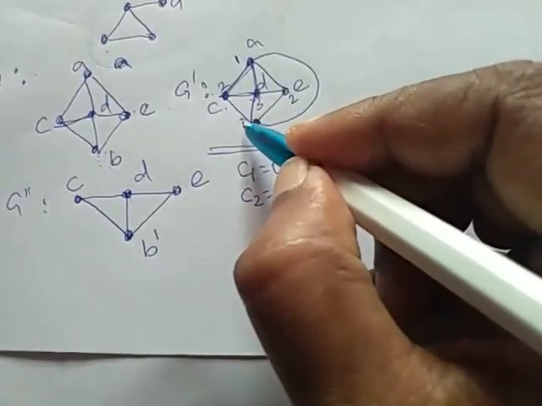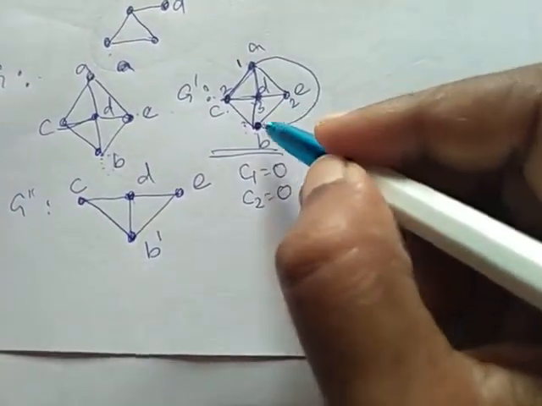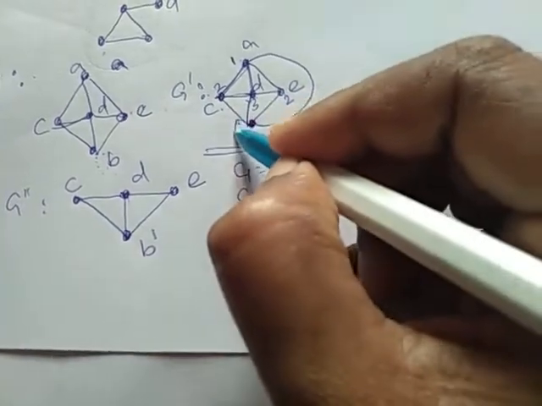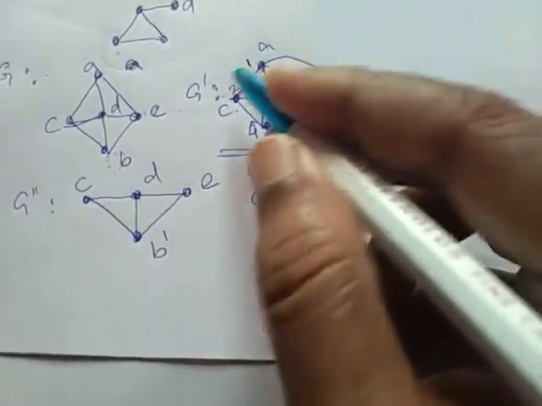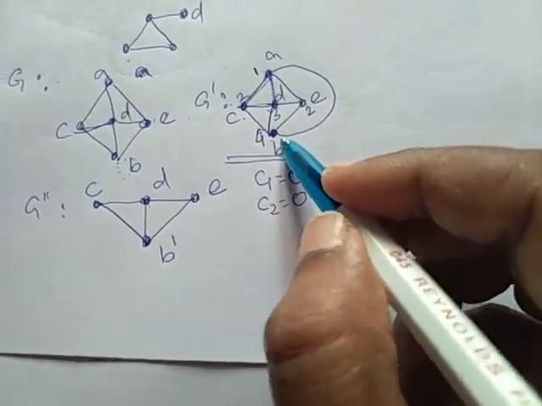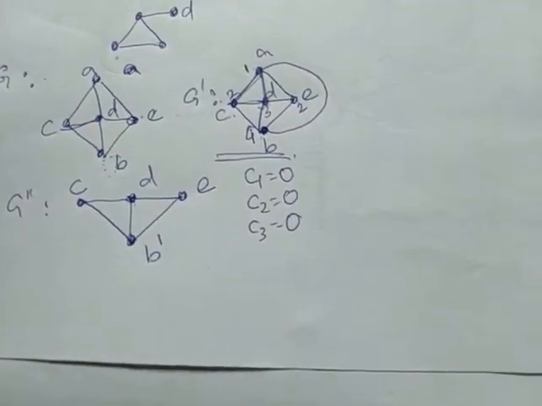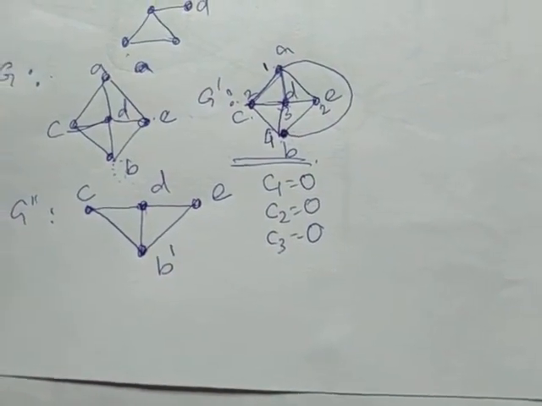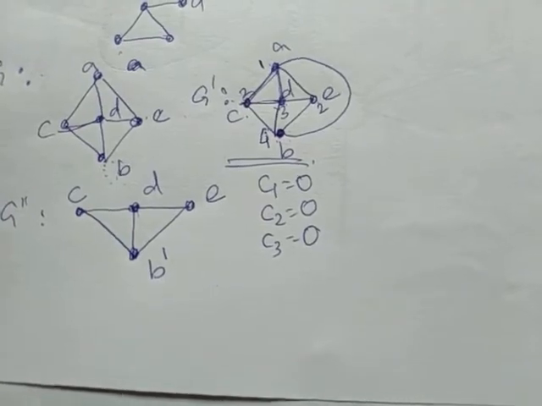Here we cannot choose 1 because it is adjacent to 1. Here we cannot choose 2. Here we cannot choose 3. So it is 4. So using 3 colors, again G dash cannot be colored properly. Correct? Therefore C3 is also 0. Now we have to find C4 and C5. We know how to find C5. C5 is 5 factorial itself.